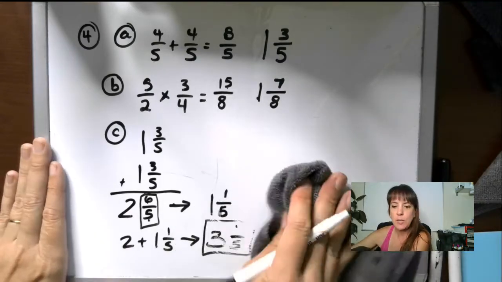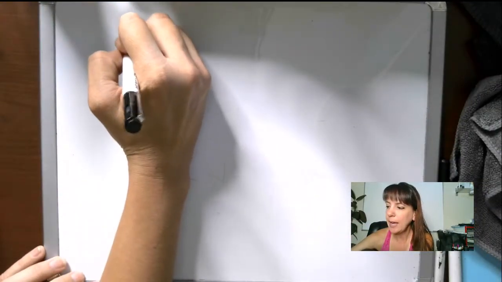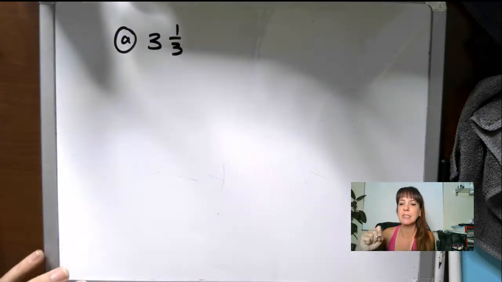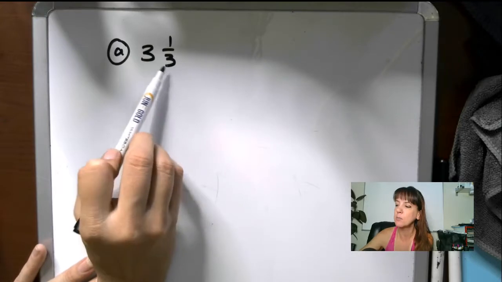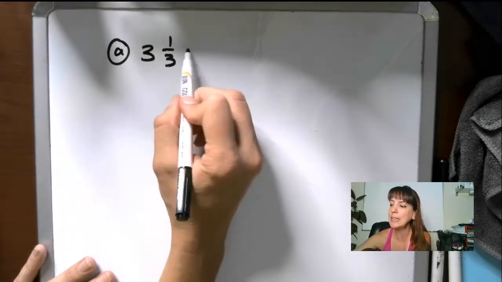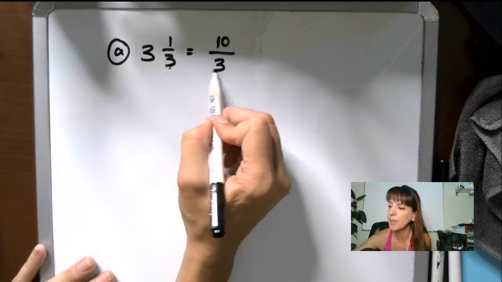All right, so let's do example 5 now on page 53. Example 5. We have A is 3 and 1/3. Write each mixed number as an improper fraction. The way we do this is we take this times this plus this. 3 times 3 is 9, plus 1 is 10, and we put that over this denominator here.